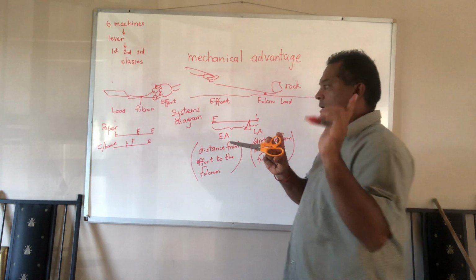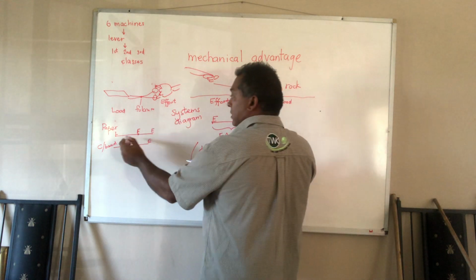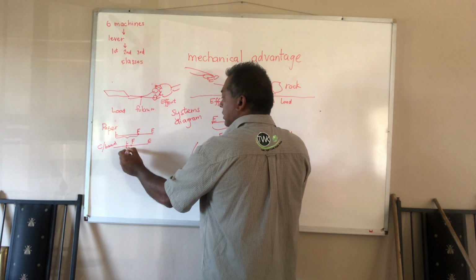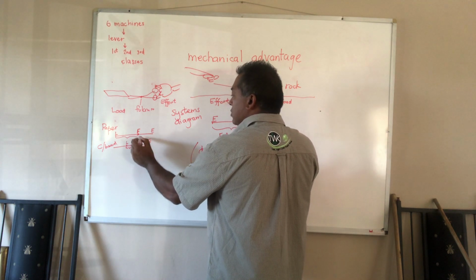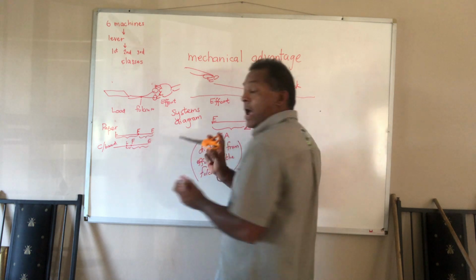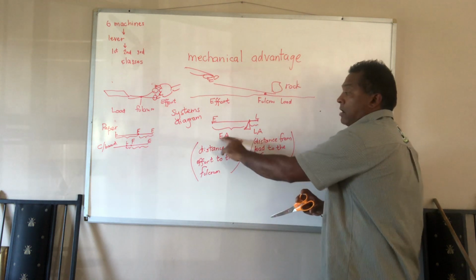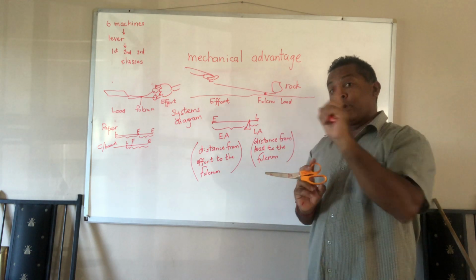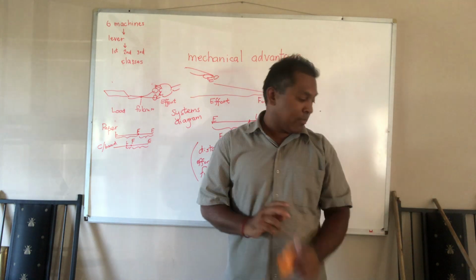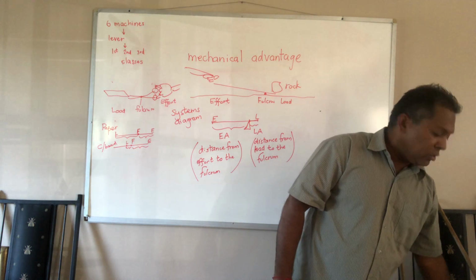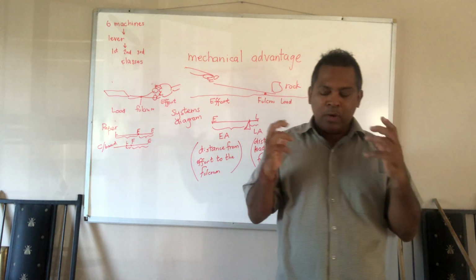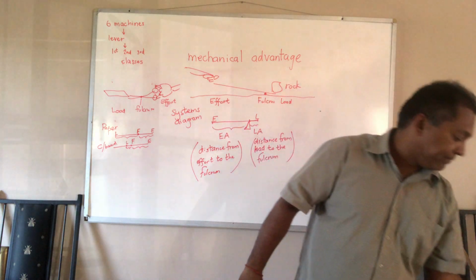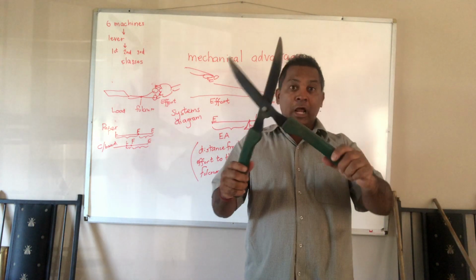You noticed something. I want you to look at this. This is showing you load arm and it's showing you effort arm. That's what it's showing you. They're going to become very important when I explain the formula in a moment. I want to show you another example where the load arm and effort arm change all the time. This is a hedge clipper.